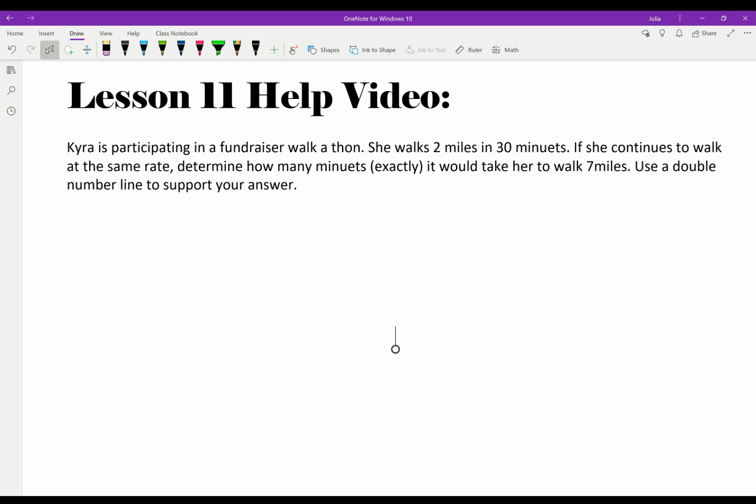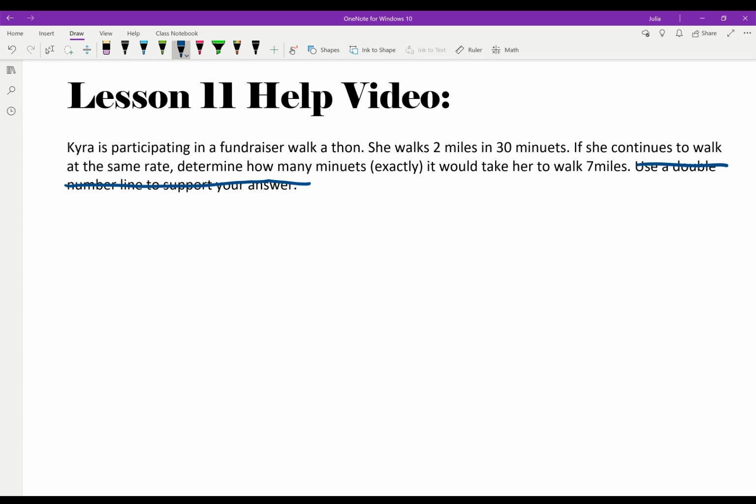She walks 2 miles in 30 minutes. If she continues to walk at the same rate, determine how many minutes exactly it would take her to walk 7 miles. And we're not going to use a double number line. Just like in your homework, you don't have to use a double number line because that's not how we were solving them in class.